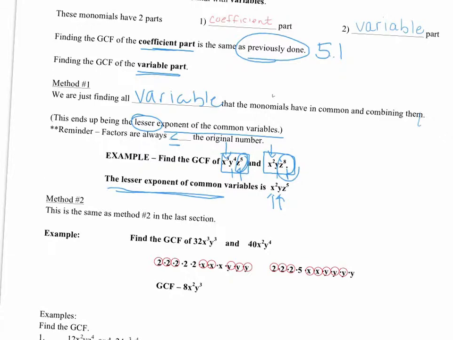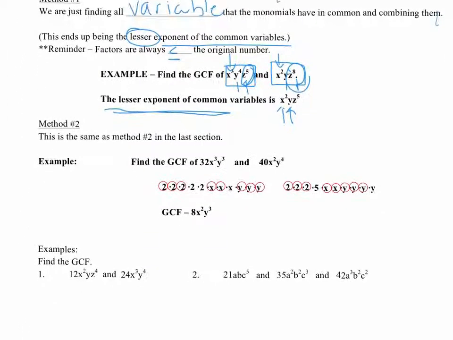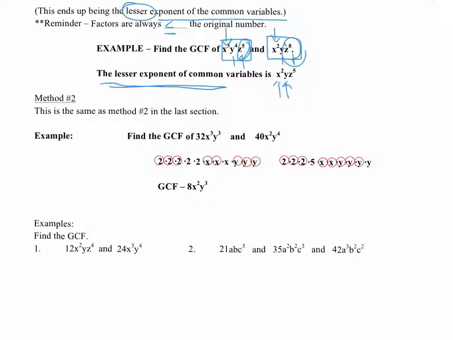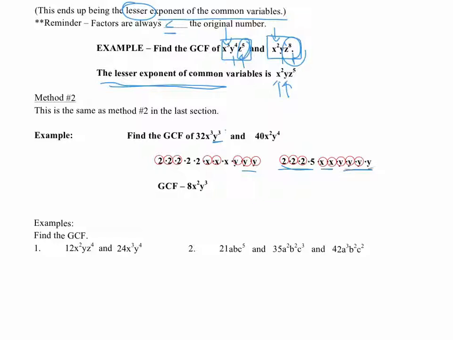Method 2, we can do this the same way we did method 2 in the last unit. Here's an example, we find the greatest common factor. We do kind of our factor trees here of 32, and then we have 3 x's and 3 y's. 40, here's the GCF we got from the factor tree, 2 x's and 4 y's. And then they circled what the two had in common, which is 2, 2, and 2. Each of them had 3 2's. Both of them have 2 x's, and both of them have 3 y's.